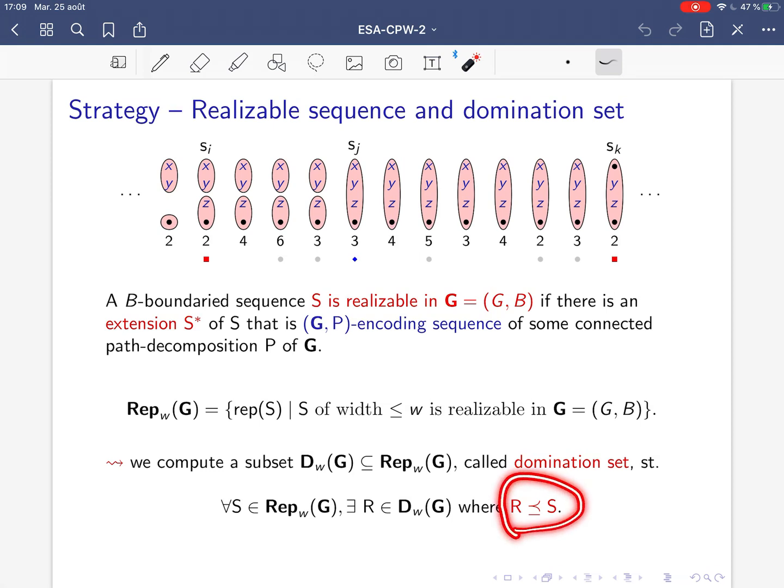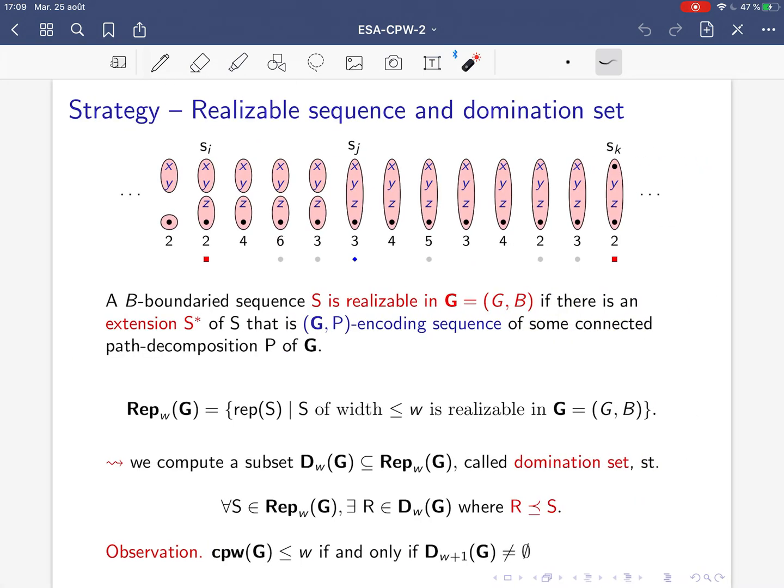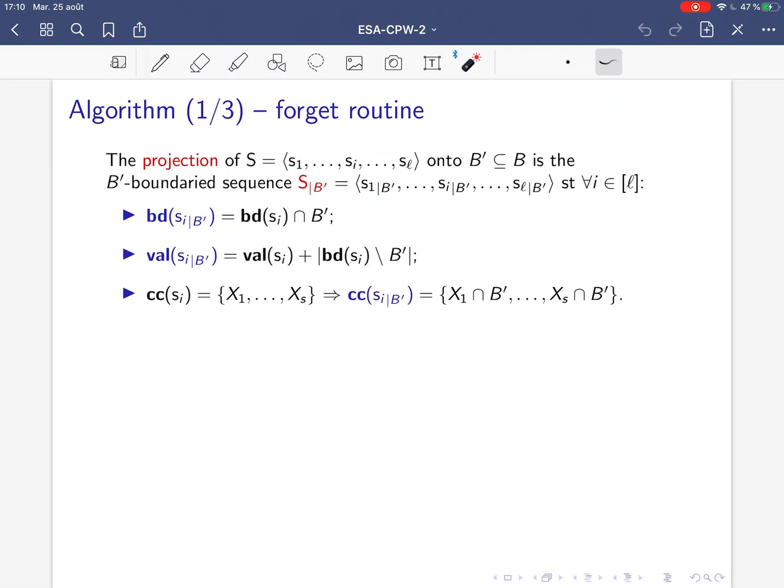So the domination relation, I don't have time to enter into details, is defined by means of the typical sequence. And finally, what we have is that the connected pathwidth of the graph will be at most W if and only if the domination set of G is non-empty. So now let's describe the two routines of the algorithm: first the forget routine and then the insertion routine.